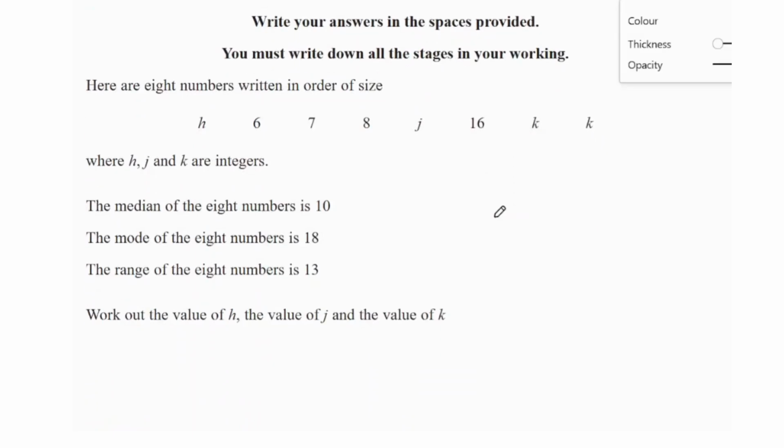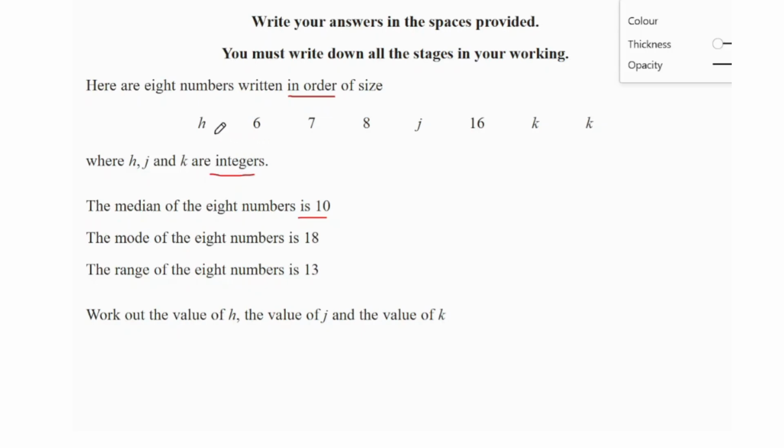Here are 8 numbers written in order of size, where h, j, and k are integers. The median of the 8 numbers is 10. Let's see. So they are in order, yeah? So 8 numbers written in order. That means all the numbers are in order, so we don't need to write them down in order. The median of the 8 numbers is 10.